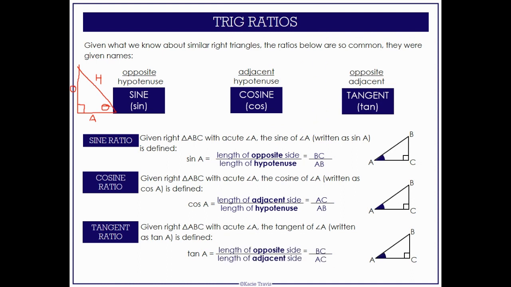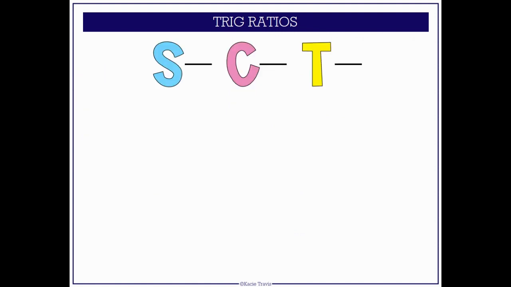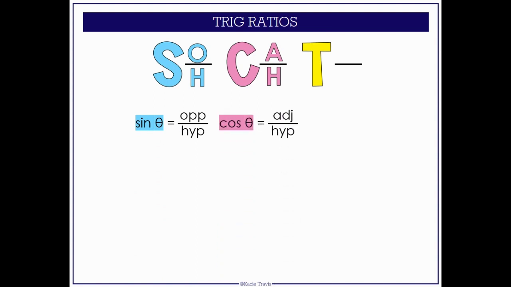To help with remembering these ratios, we use a mnemonic device to simplify it and set up our ratios. First, we have SOH to represent sine, with the S representing sine and O over the H for the sides. Next, we have CAH with the C representing cosine and A over the H for the sides. Then we have the TOA with the T representing tangent and O over the A for the sides.